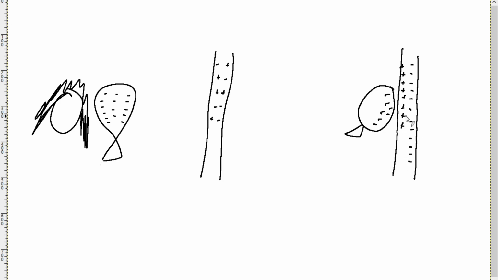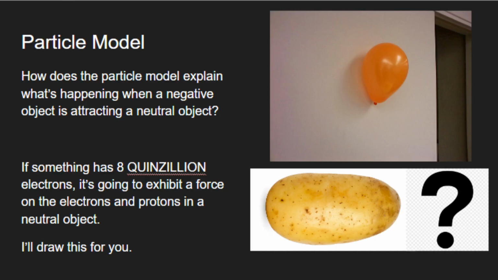Because you bring a heavily charged object near a neutral object, it manipulates the subatomic particles in that neutral object and creates an attraction between the two, just like it would with a charged object. So the balloon phenomenon you've probably played with before is explainable this way. If something has 8 quinzillion electrons, I made up that number by the way, just a lot of electrons, it's going to exert a force on the electrons and protons in a neutral object.